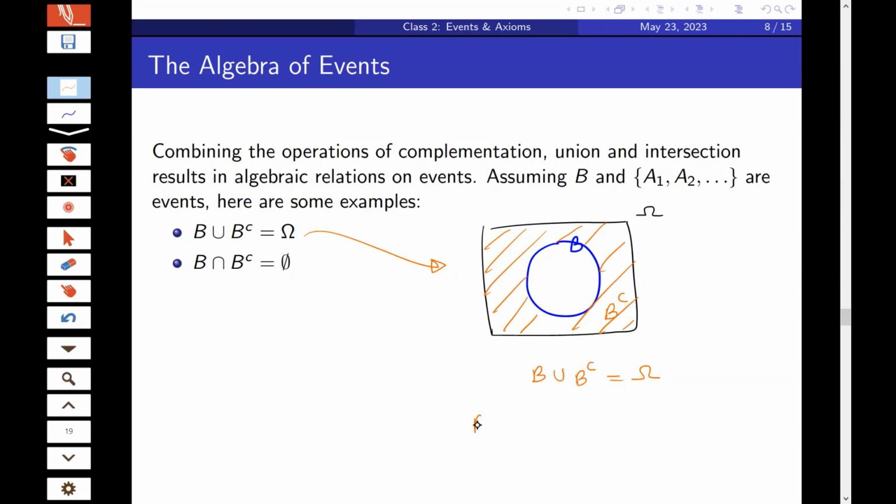So here B and B complement are a partition of omega. That's the reason. And from this you see that there is no common area for B and B complement. So that's why the intersection of B and B complement is the null set.